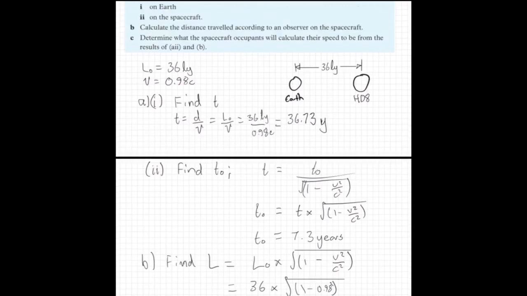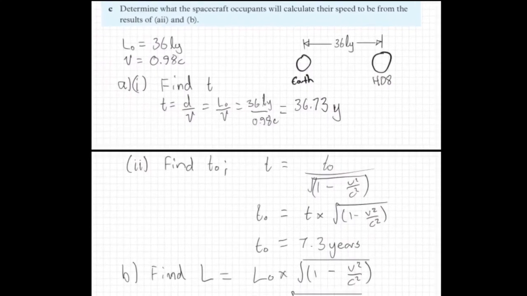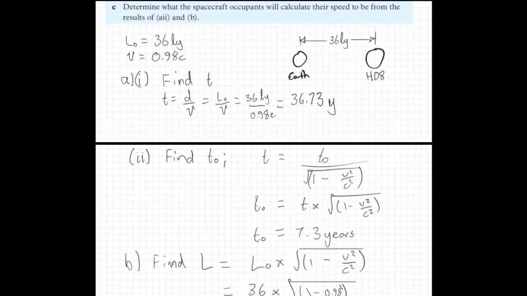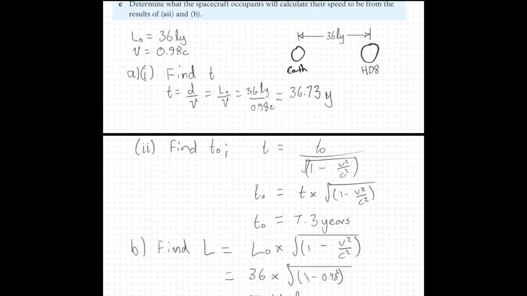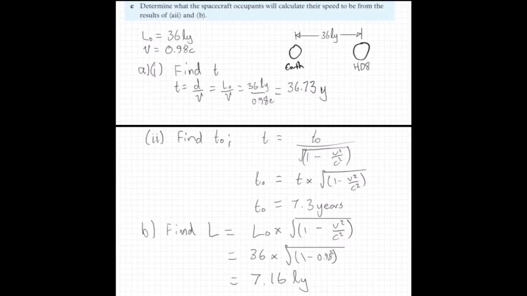Last thing I'll ask of you guys. Determine what the spacecraft occupants will calculate their speed to be from the results of A2 and B. Remember, v equals d over t works for both parties here. They just have to use the correct lengths and the correct times. So the spacecraft observers' relativistic length and proper time. What would they measure their velocity to be? I'm leaving that up to you. Part C, you are to do yourselves. I want to see it before you clock off for the afternoon and go home for naps.